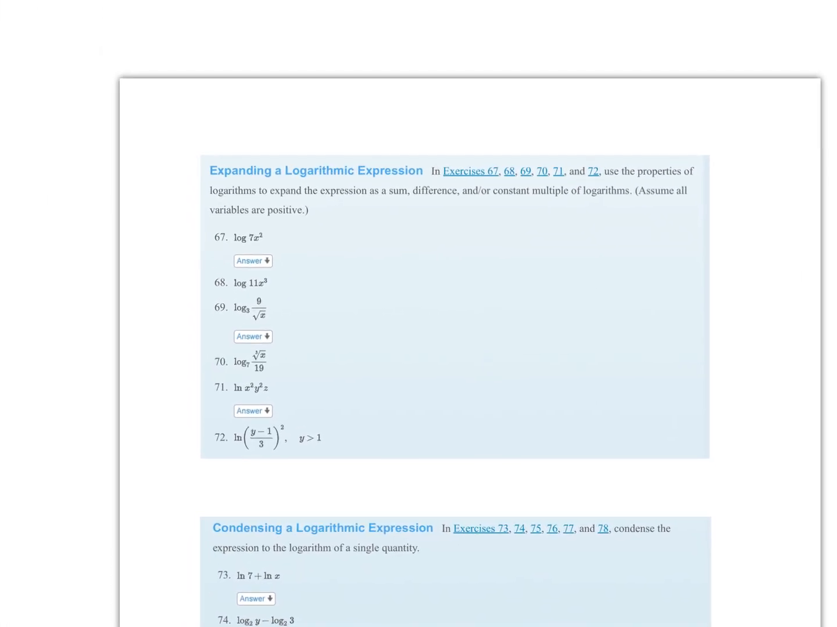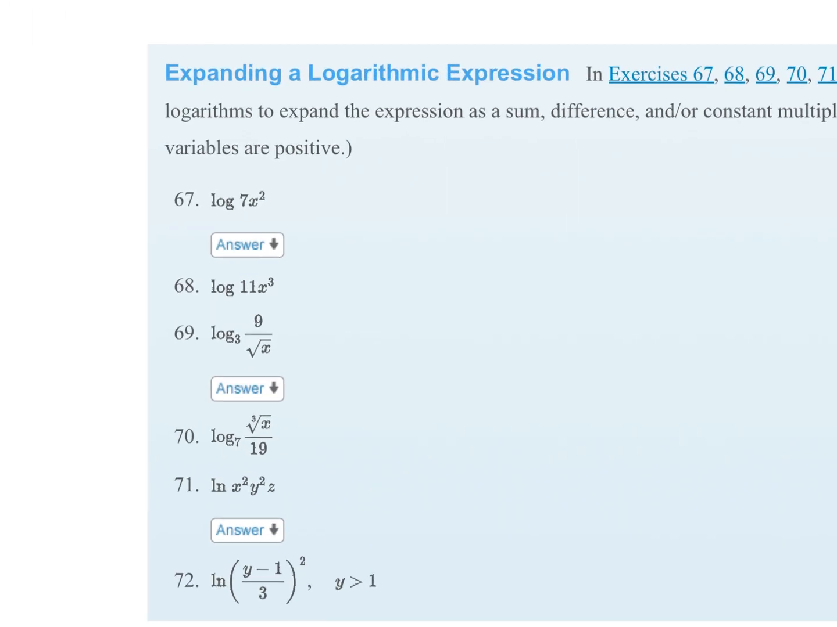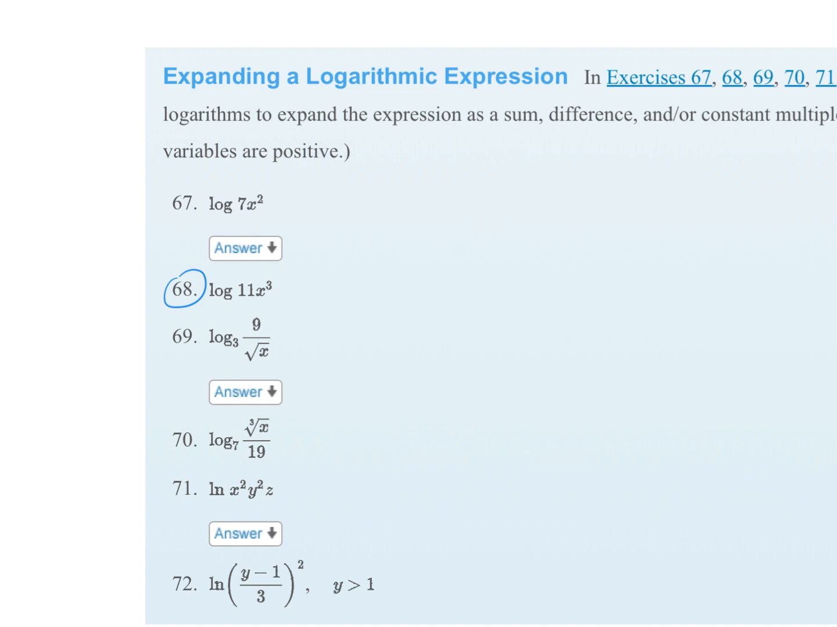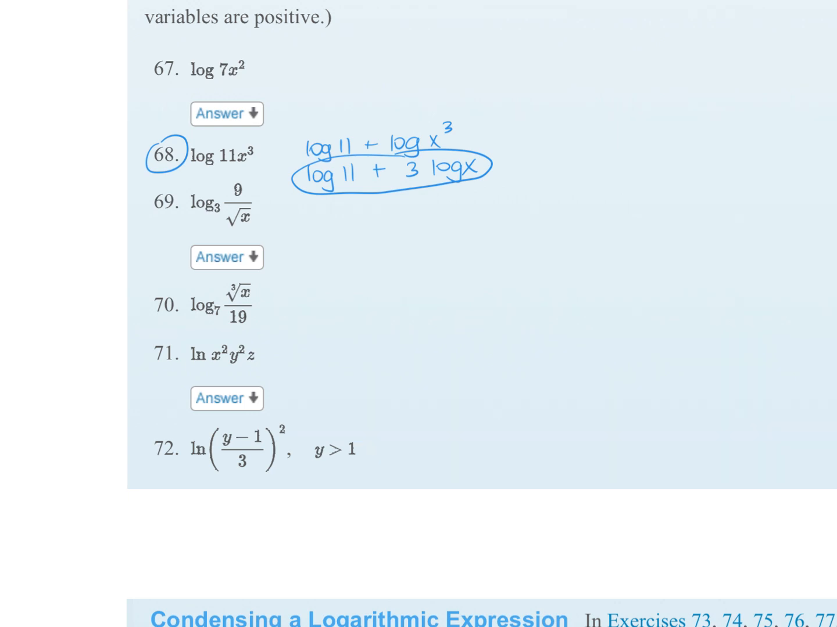And then these last ones, expanding and condensing, I'll do a couple of these. Let me do this multiplication one here. So this is going to be log 11 plus log of x cubed. And then this is going to stay log 11, and this is going to be 3 times log of x. And that's expanded.